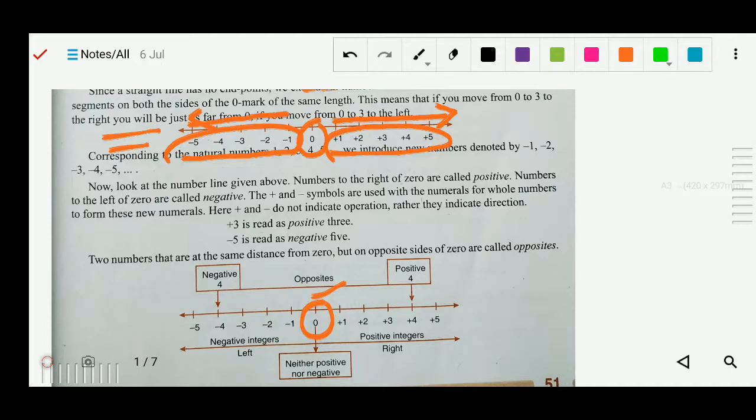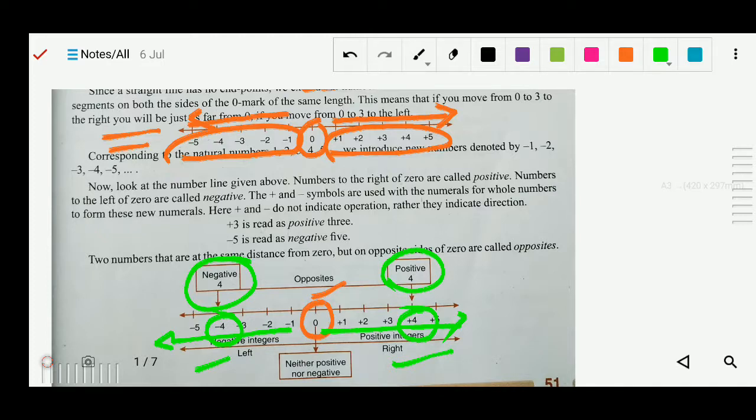So the right side of the 0 is the positive integers. Got it? The left side of the 0 is the negative integers. Whenever you move to the right side of the 0, you will get positive numbers. When you move to the left side of the 0, you will get negative numbers. And one more thing, here is -4, and -4 is also here, but this is positive.